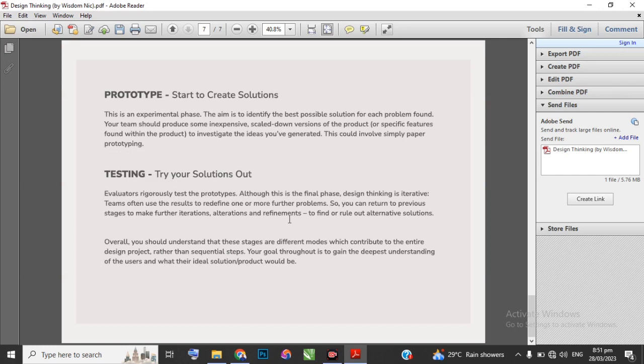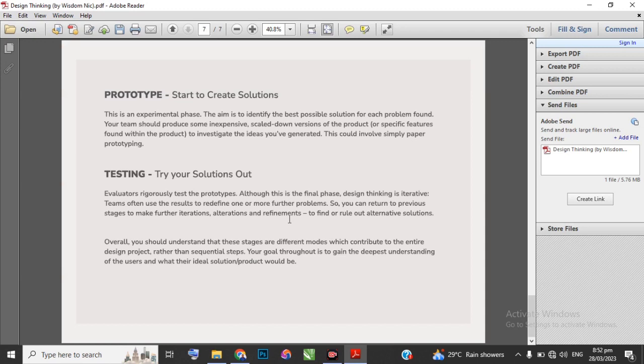This is a stage where you start to create solutions. This is an experimental phase, aimed at identifying the best possible solution for the problem. So the prototype stage is not really the end product, but something you come up with that could possibly solve the problem you are trying to address. As the name implies, prototype, you are getting something that could possibly solve the problem. So after you are done with prototyping, the next thing is to try testing it.